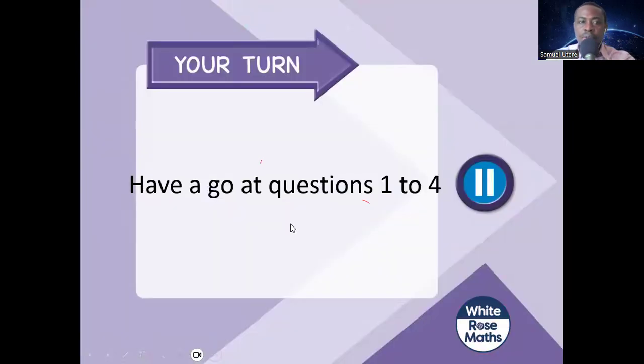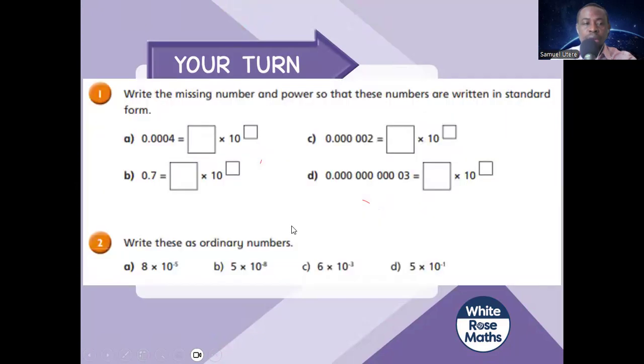It's now time for you to practice questions 1 to 4. Okay, so what you've learned so far is you are using the fact of how to write negative powers of 10 to be able to write decimal numbers. So here are questions 1 and 2. Pause the video and answer questions 1 and 2 in 4 minutes.